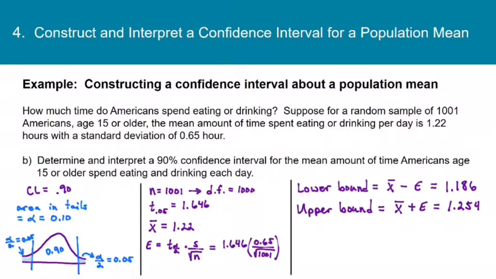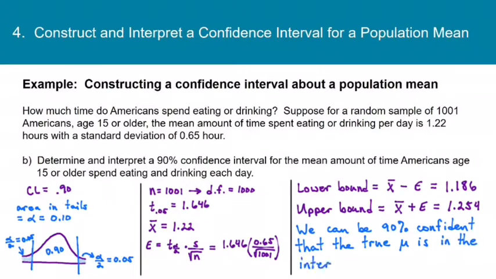So it turns out our confidence interval goes from 1.186 to 1.254, and we can be 90% confident that the true population mean is in the interval 1.186 to 1.254.